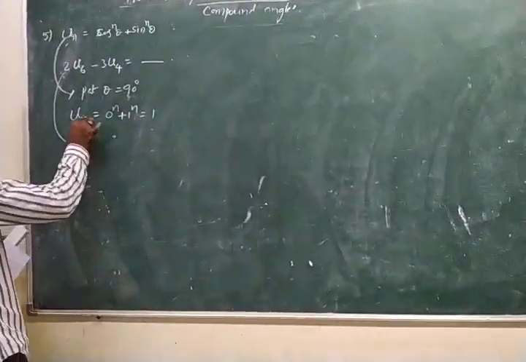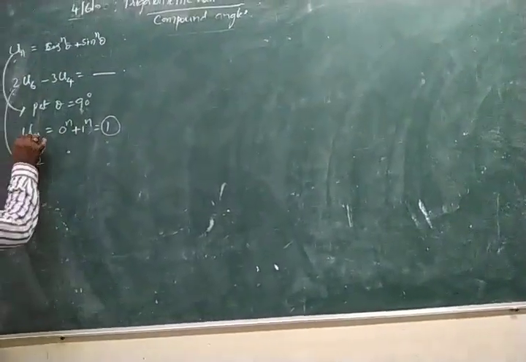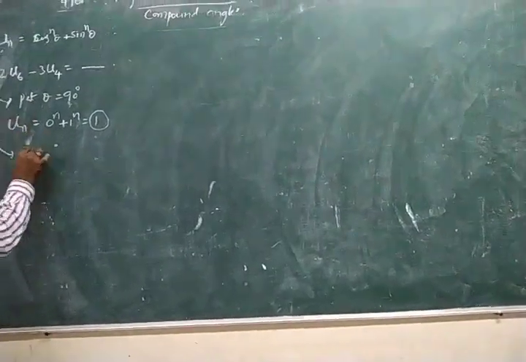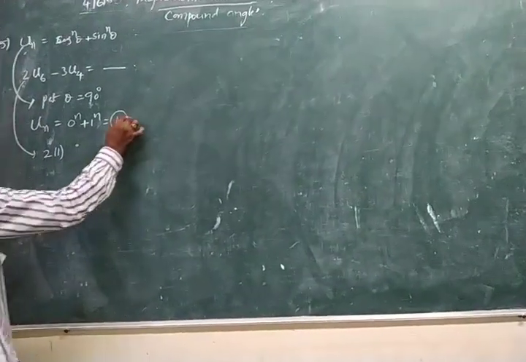Now the required value 2 into u6. u6 means un. un is a constant function since we have 1 only. So un becomes u6, and u6 means un. So that value is also 1 since un is a constant function. Here we get 1 only.